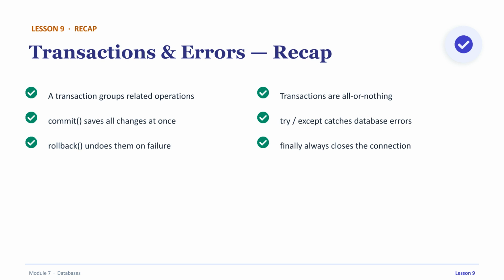Recap. A transaction groups related operations. Commit saves them all at once. Rollback undoes them on failure. Transactions are all or nothing. Try and except catch database errors. And finally always closes the connection.